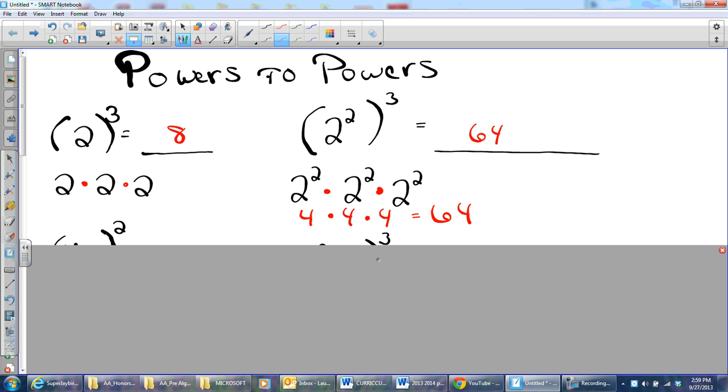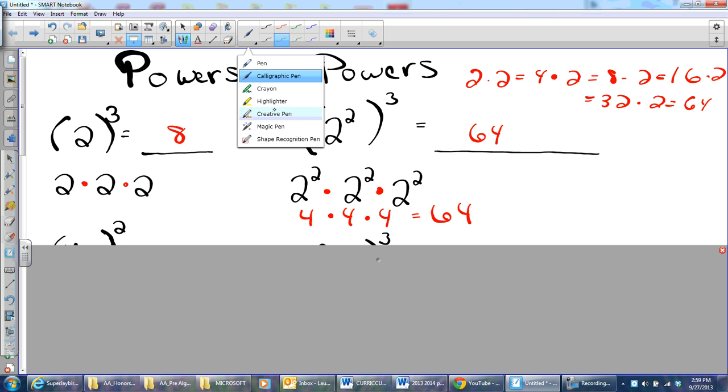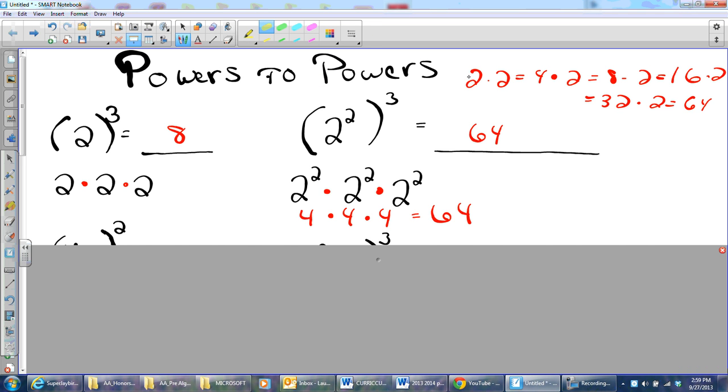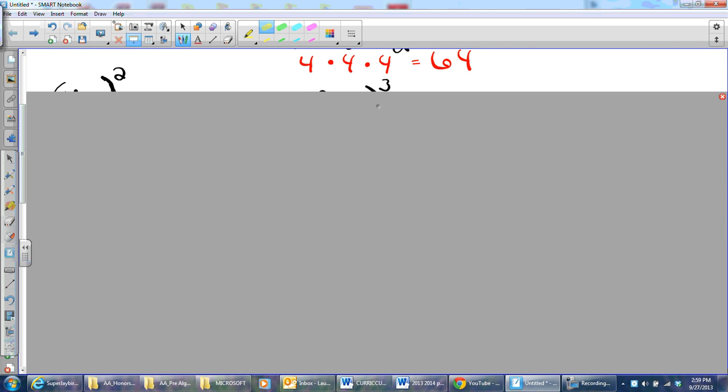I agree. Let me see something. 2 times 2 is 4, times another 2 is 8, times another 2, 16, times another 2 would be 32, and times another 2 would be 64. I find that very interesting. Let's see here. 1, 2, 3, 4, 5, 6. Very interesting. Okay, let's go down to another example.